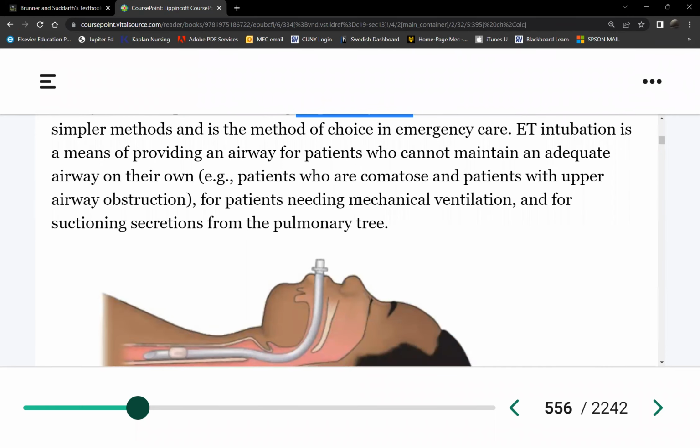And then finally, let's say for patients who are paralyzed, let's say in general anesthesia. So general anesthesia patients, we sedate them and we paralyze them, correct? So they receive a neuromuscular blocking agent. So they cannot breathe independently. So they have to have an airway.